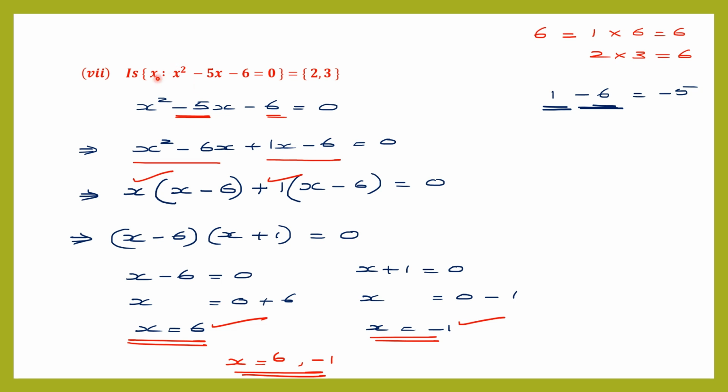So let's write it here. This statement is giving us the answer 6 and minus 1 as the elements. But look at the elements on the other side, it's 2 and 3. So what is this question asking us? Is this equal to this? We know it is not equal. So we can say it is not equal to 2 and 3. As you can see, the elements are different. So the answer to this question is no. So this is our answer.